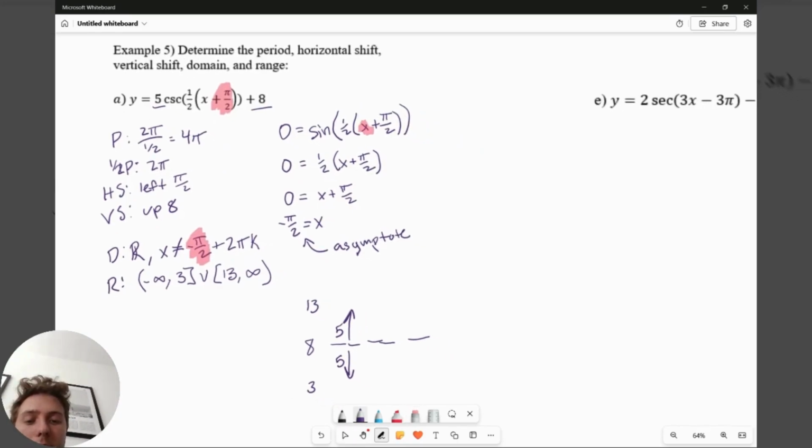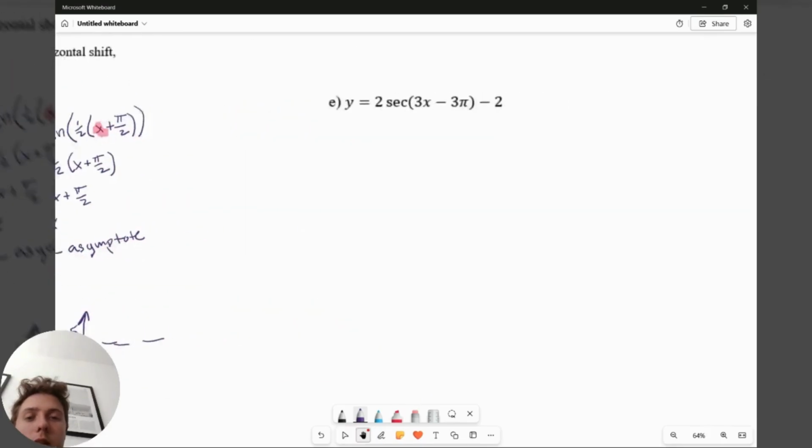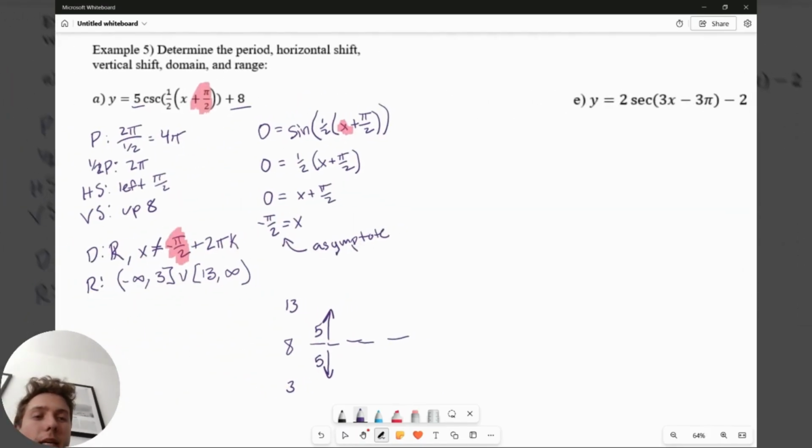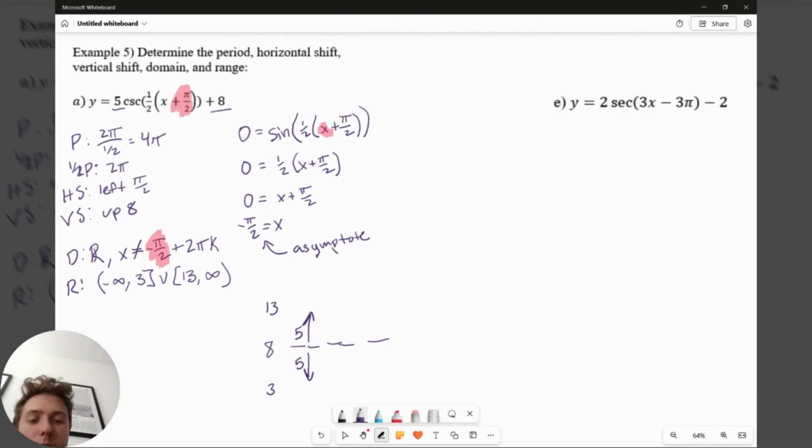Let's look at another one real quick. Let's look at E. Same idea, but now for a secant function. Again, the different parts. The period should be quick, but wait, notice the inside. The inside is not in factored form, so make sure you divide the 3 out so it is in factored form. Find the period, 2 pi over the b value.